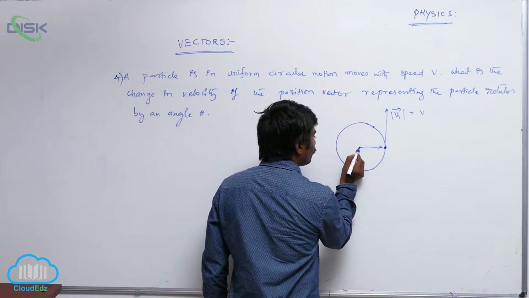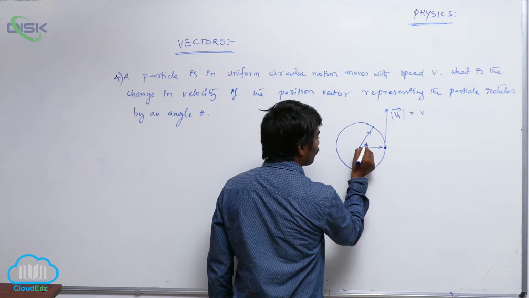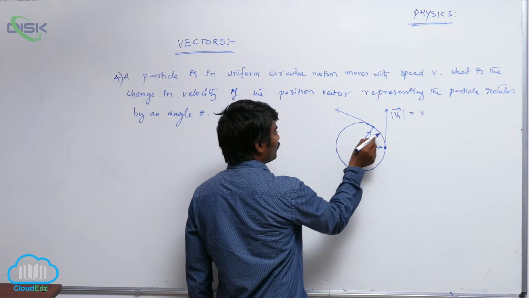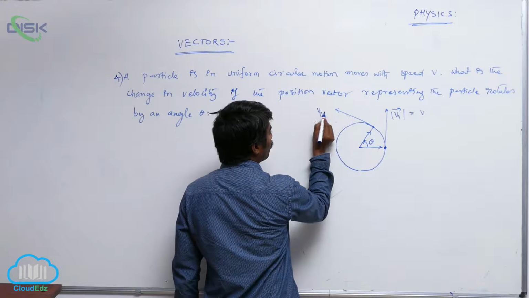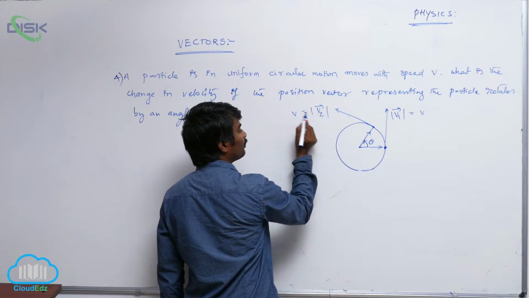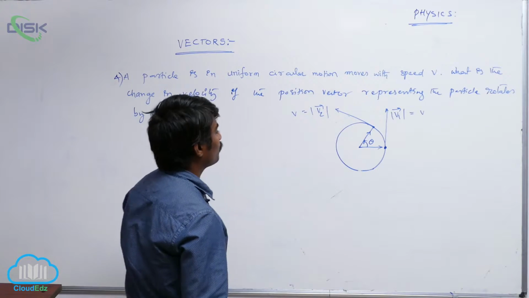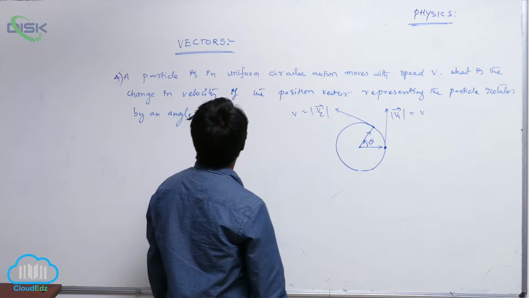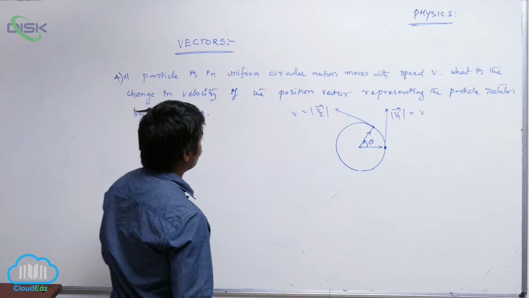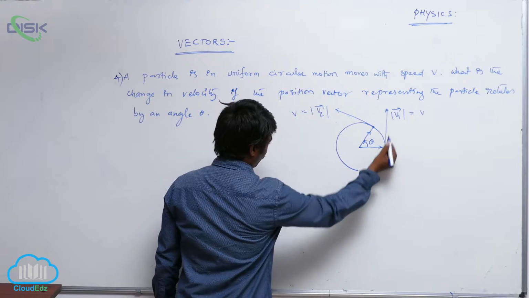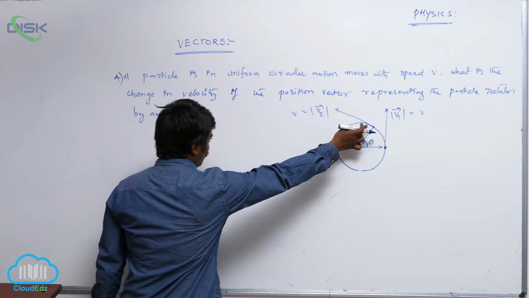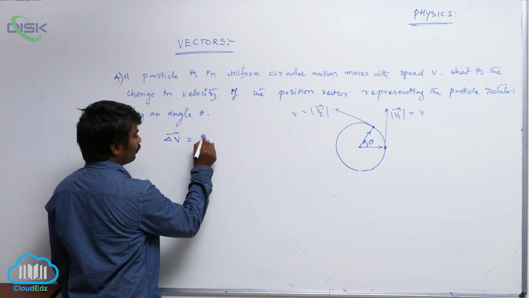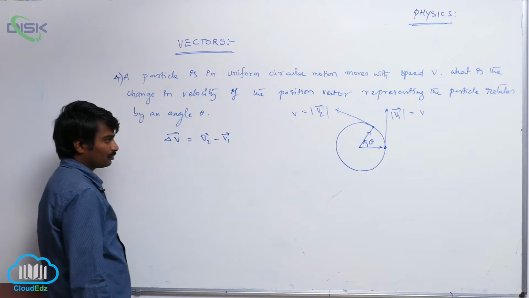Now in certain time this position vector rotates by an angle theta. Now the velocity vector is along tangential direction, that is v2 bar in this case, but its magnitude is same as before because it is a uniform circular motion. Now what we have to calculate? We have to calculate change in velocity. So initial case the velocity vector is v1 bar and now it is v2 bar. So change in velocity is equal to v2 bar minus v1 bar.